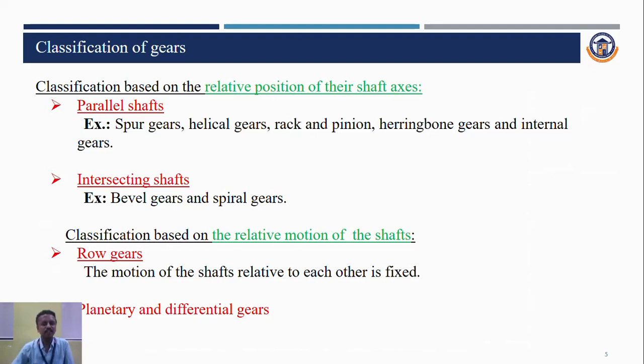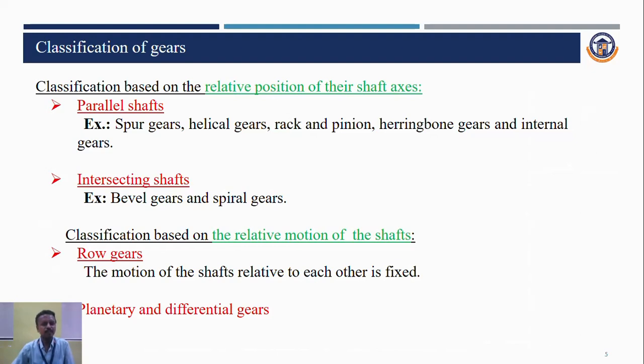Next one will be classification of gears. Classification based on the relative motion of their shaft axis. First one will be parallel shaft. Example, spur gear, helical gear, rack and pinion, herringbone gear, and internal spur gears. These come under the parallel gears. Next one will be intersecting gears. Example, bevel gear and spur gear come under intersecting gears.